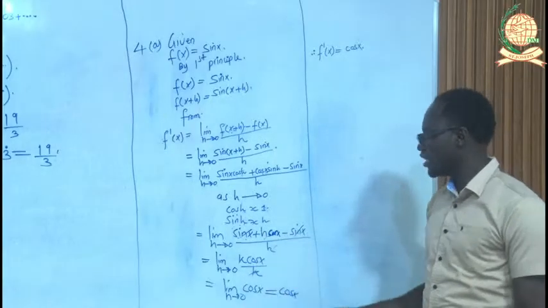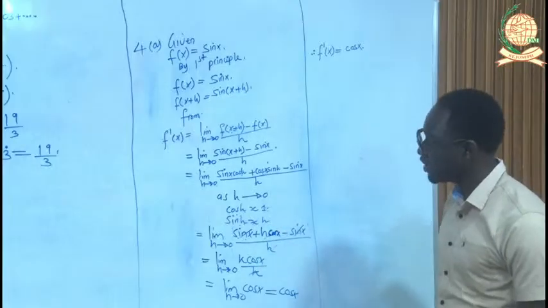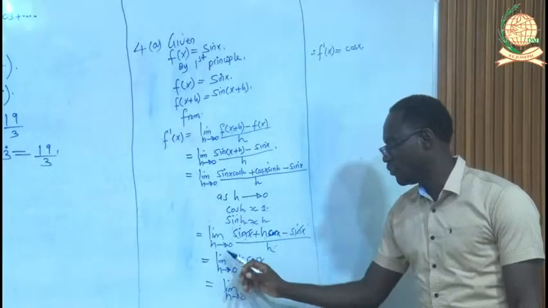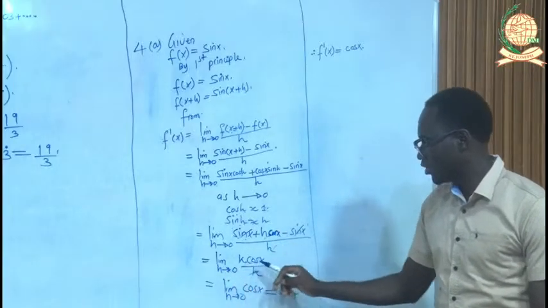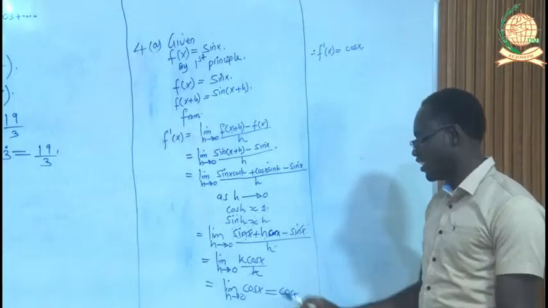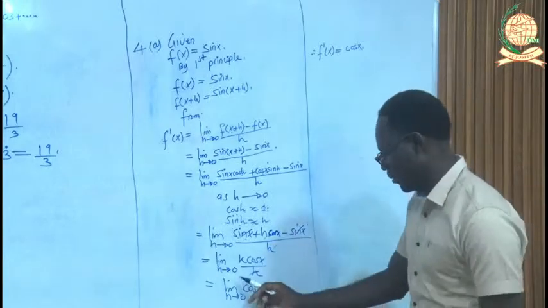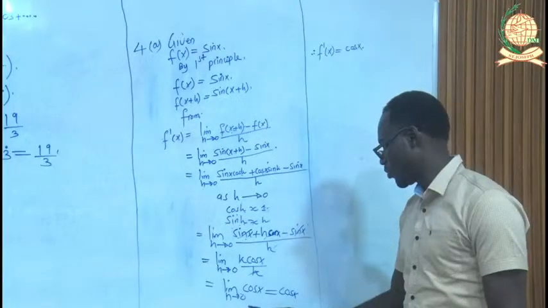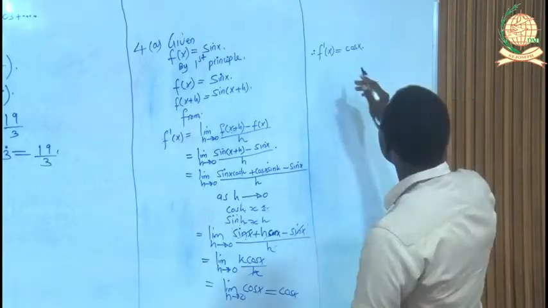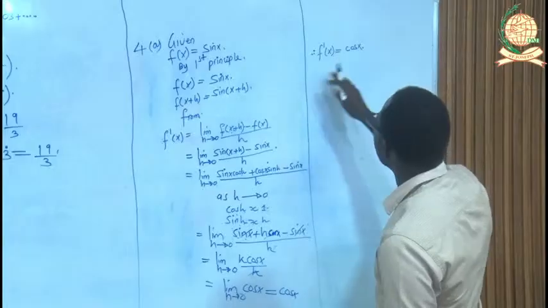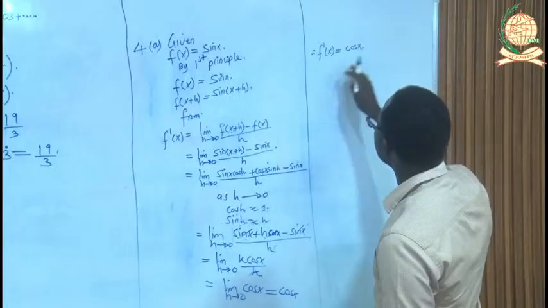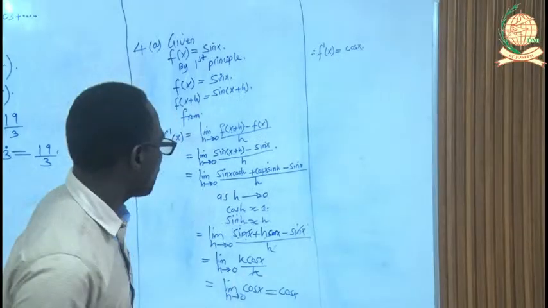This is positive sine x, negative sine x, so we cancel. We remain with the limit as h goes to 0 of h times cos x over h. H and h will cancel. The limit as h goes to 0 of cos x is equal to cos x. And now the answer: the derivative of the function is equal to cos x. Yeah, that is question number 4a.